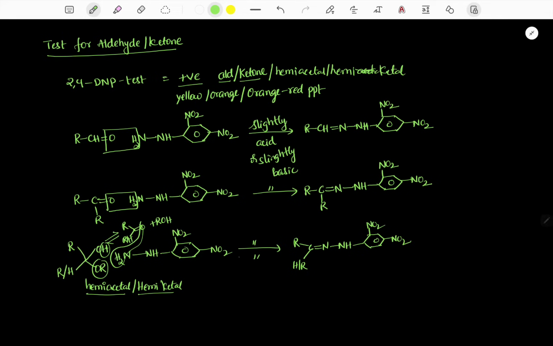Suppose the reaction is not happening at room temperature. In case the reaction does not happen at room temperature, if we slightly heat the reaction mixture, then the reaction is possible. After a few minutes we can observe the color.